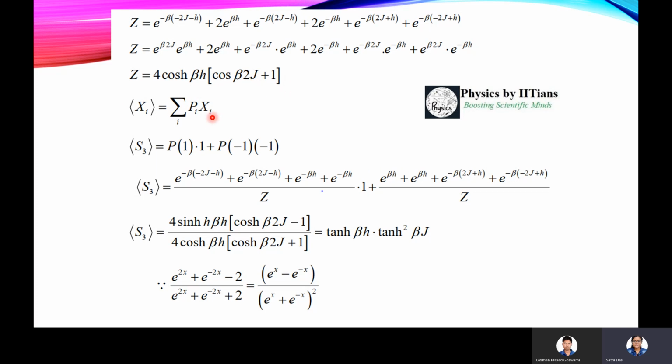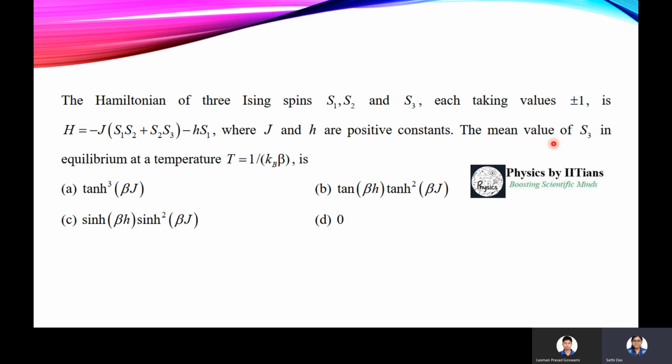Now if any quantity you want to find out, that is the average of x_i, I have already given you in the previous lecture that for the classical case this will be an integration over a continuous function, and for a quantum or discrete case you have to take the summation. So this is the sum of p_i x_i. So the average of S3 is p1 into 1 plus p minus 1 into minus 1, as the mean value of S3 can be plus 1 or minus 1.